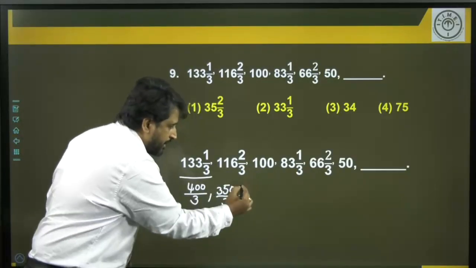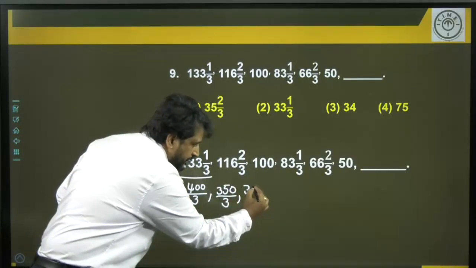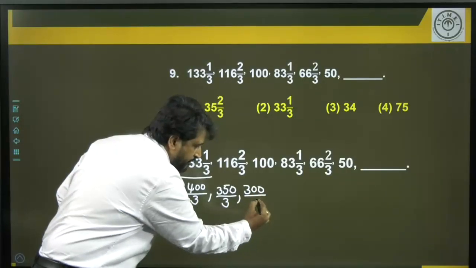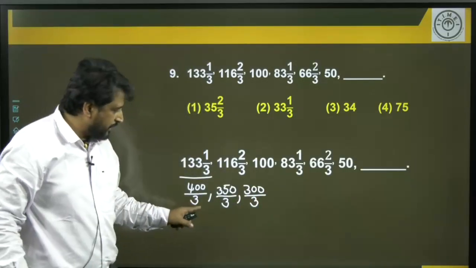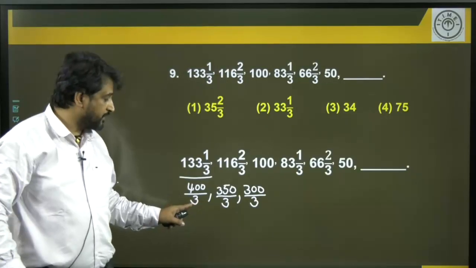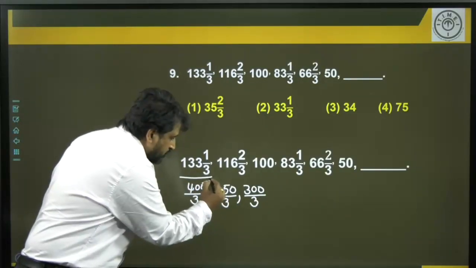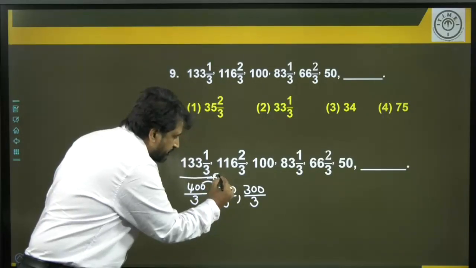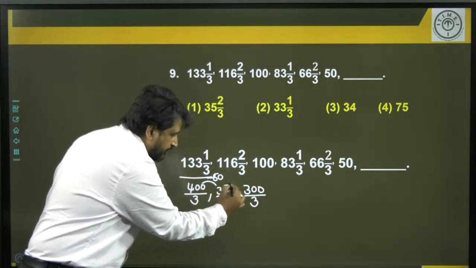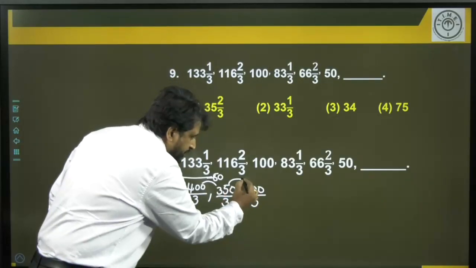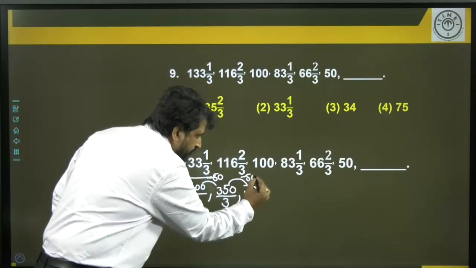Now, 100 can be written as 300 by 3. So in all the cases, the denominator is the same, 3. But what about the numerator? The numerator is getting reduced by how much? 50. 400 to 350, minus 50. 350 to 300, minus 50.